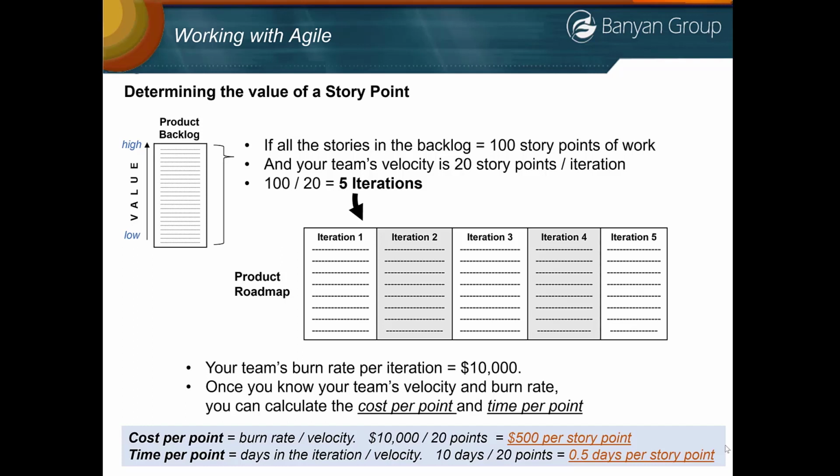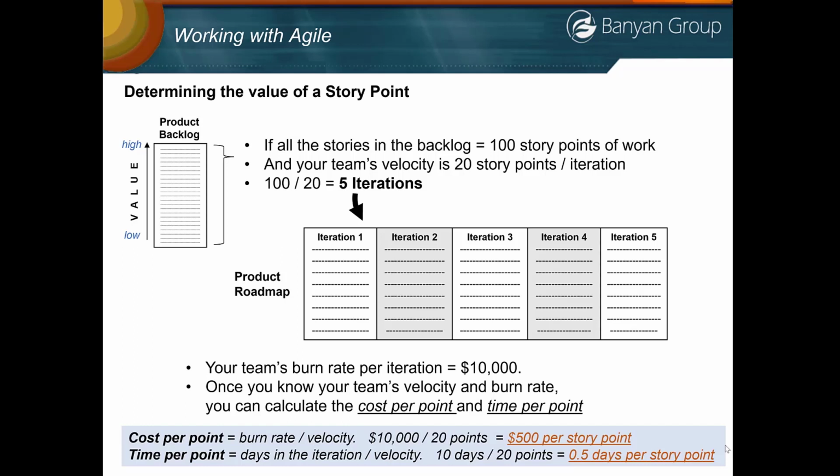So if you have a user story and it's a 3-point story, you would look at that user story and say, is that story worth $1,500 because it's a 3-point story? If it's a 5-point story, is that user story worth $2,500? So understanding your velocity and understanding your burn rate are valuable because once you understand that, you can tie your relative estimates to actual hours and actual dollars.